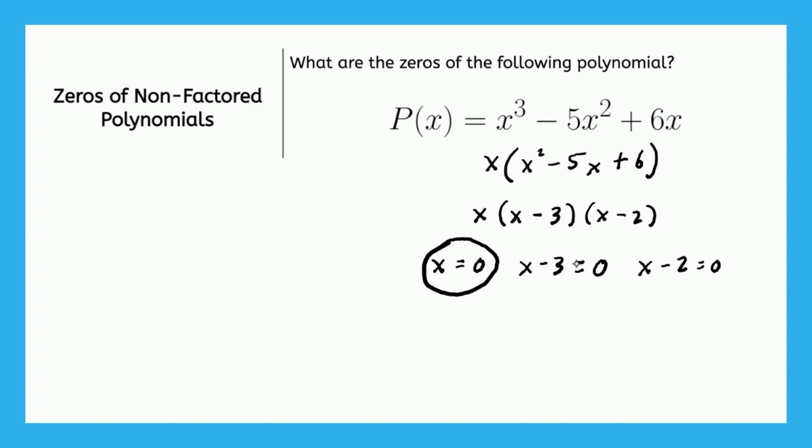Now x minus 3 equals 0. We're going to say plus 3, and then we get x is equal to positive 3. All right, there's our second 0. And much like this 0 right here, over here, we're just going to add 2 to both sides instead of 3, and then we'll get x is equal to positive 2. And that is how you find the zeros of a non-factored polynomial.